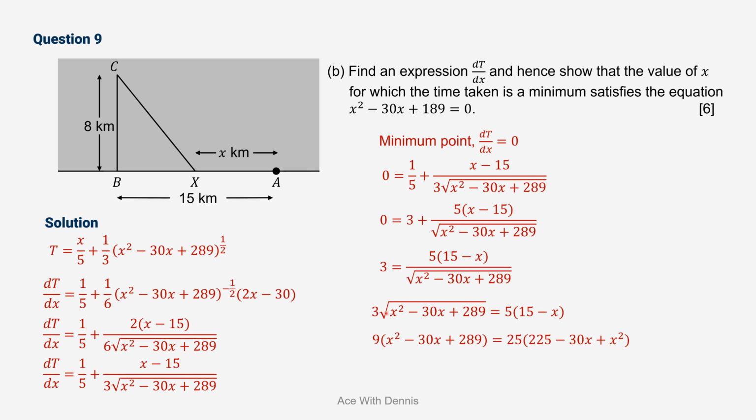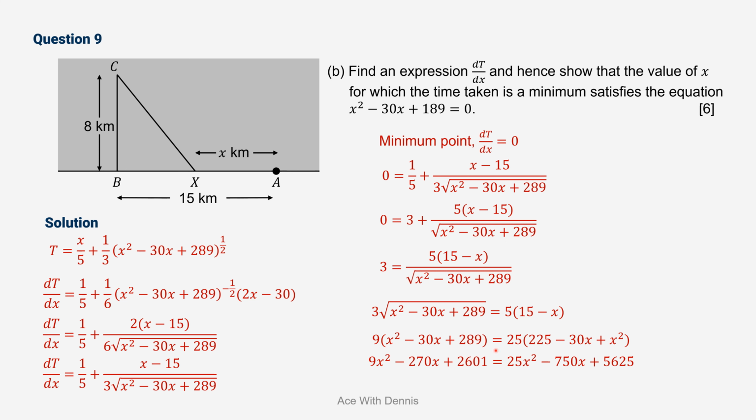Next, I will square both sides so that I can get rid of the square root. It becomes 9 bracket x squared minus 30x plus 289 equals, so 5 squared is 25, bracket 15 minus x squared. Expand the bracket, I will get 225 minus 30x plus x squared. Next, expand the bracket, we'll get 9x squared minus 270x plus 2601 equals 25x squared minus 750x plus 5625.